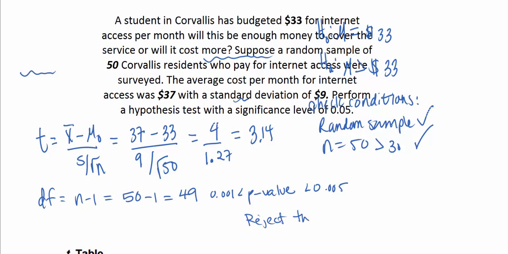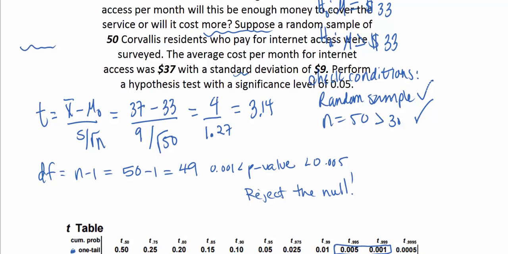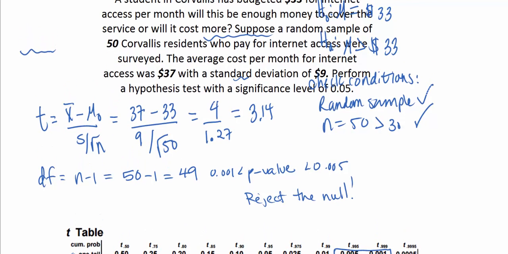which means we should reject the null hypothesis. And also, it means that we have convincing evidence in favor of our alternative. So we have convincing evidence that the service will actually cost more than $33. So no, based upon this, there is convincing evidence that she has not budgeted enough money for internet access.